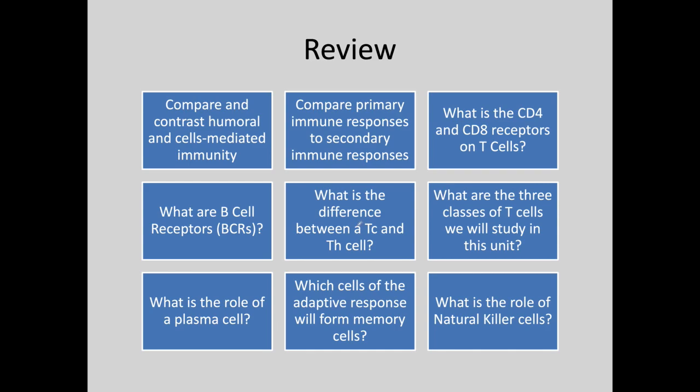So just a quick review on the overview of the immune system. You definitely want to be able to contrast humoral and cell-mediated immunity. You want to know the difference between primary and secondary immune responses, as well as the CD4 and CD8 receptors on T cells. What is a B cell receptor? Differences between cytotoxic and T helper cells. The three classes of T cells that we're going to study in this particular unit. What's the function of a plasma cell? Which cells of the adaptive immune response are going to form memory cells? And what is the role of natural killer cells? We didn't review this in this lecture, so that would be a good one to maybe look up in the text or to do a little Google search on.